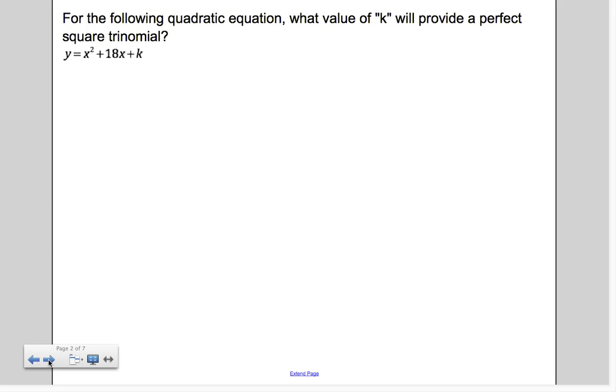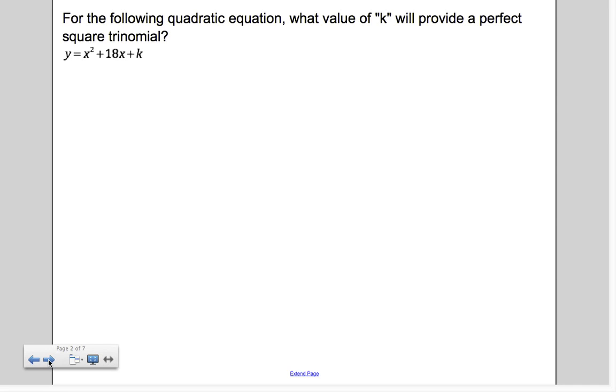Actually, let me ask this. For this equation, y is equal to x squared plus 18x plus k, what value of k would make this a perfect square trinomial? This was actually a homework question from Unit 5 way back when. It was in the textbooks, also in the handout that we gave out. It was a little bit confusing at that time. Hopefully it'll make more sense after today. So what value of k do we want so that this is a perfect square trinomial?